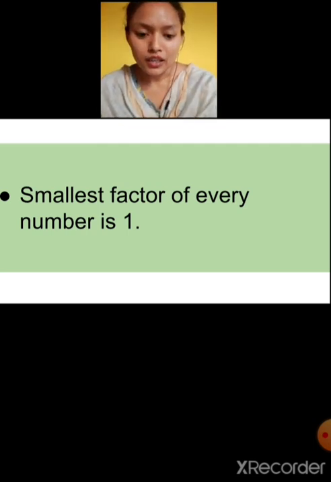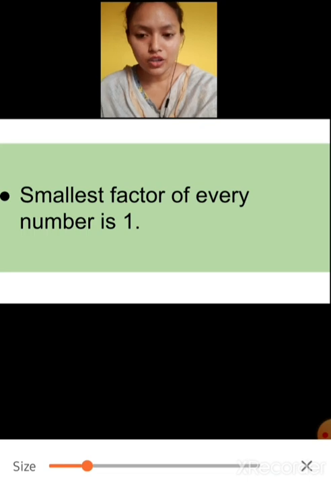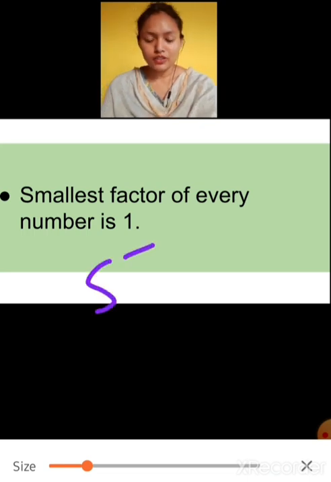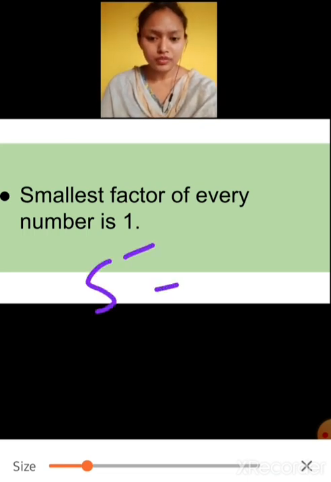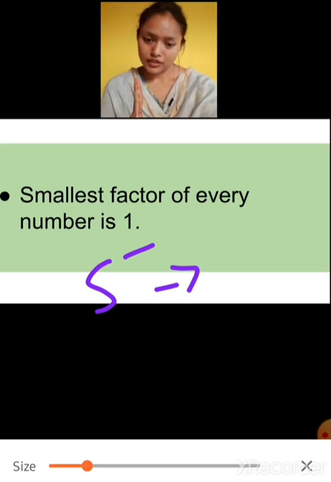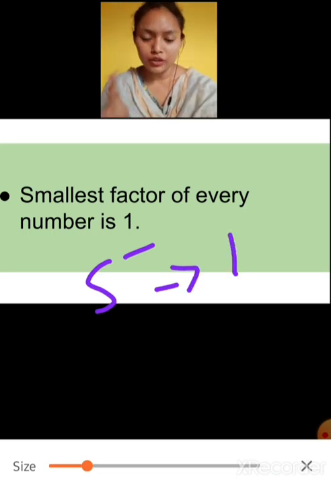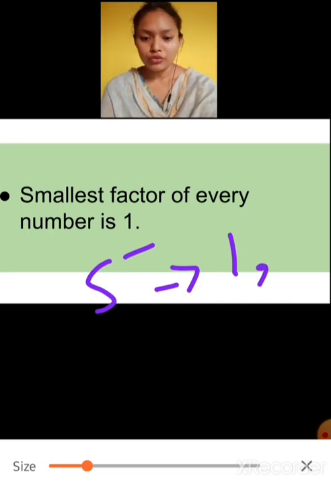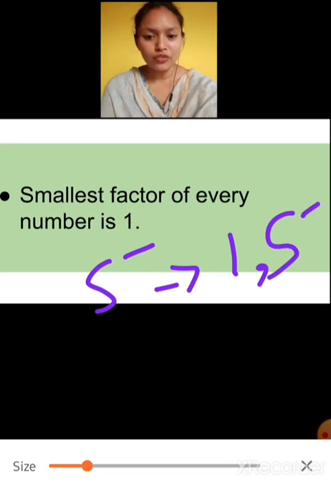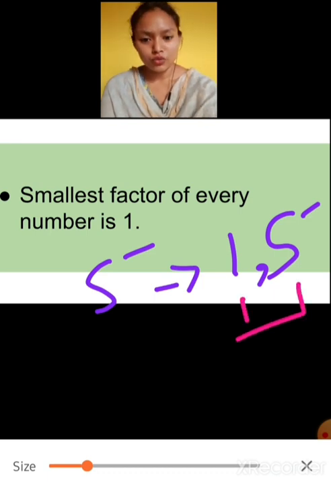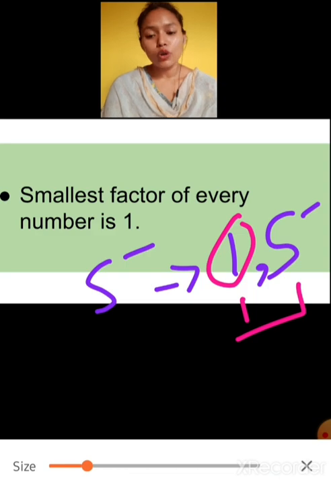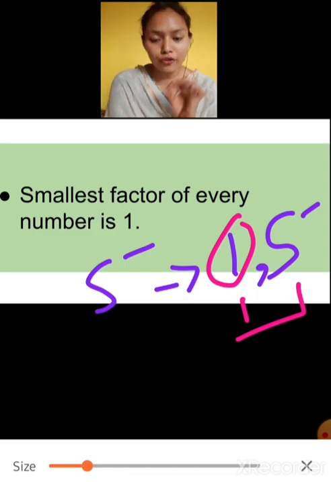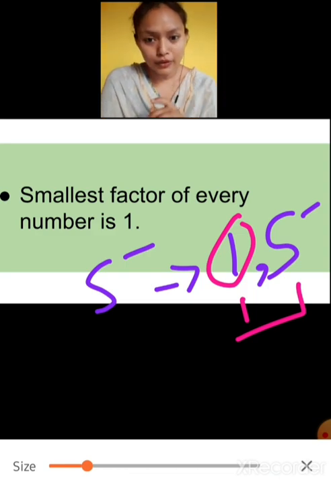If I ask what are the factors of 5, what will you say? Does it come in the table of 1? Yes. Does it come in the table of 2? No. 3, no. 4, no. 5, yes. So the factors of 5 are 1 and 5. Which number is smaller, 5 or 1? 1 is the smallest. So 1 is the smallest factor of every number. Remember this, okay?